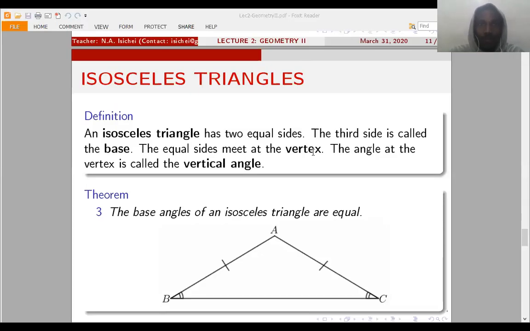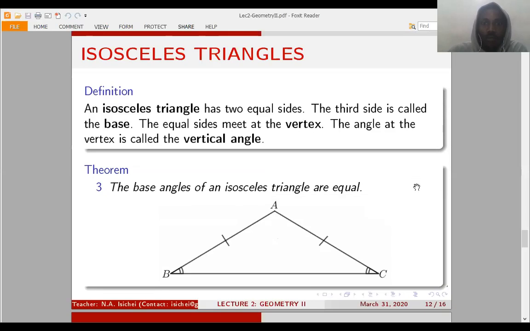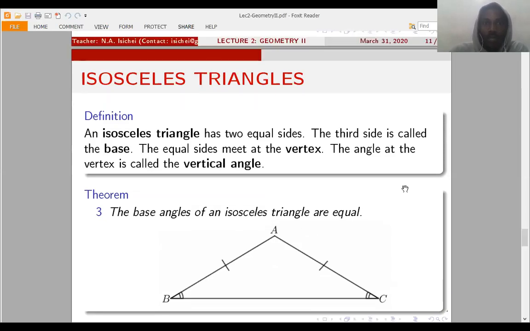Hello all, welcome back to today's class, and I believe we are going to have a great time learning again today. Please pay maximum attention to my explanation. So my focus today is going to be on isosceles and equilateral triangles.